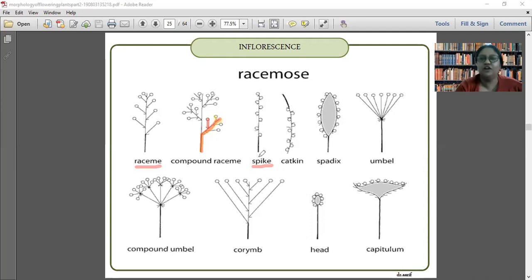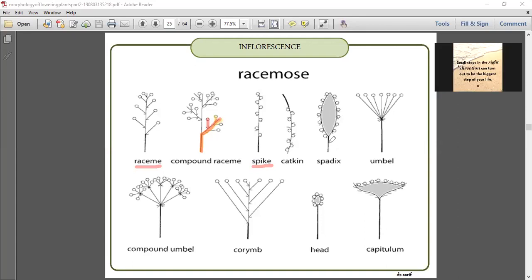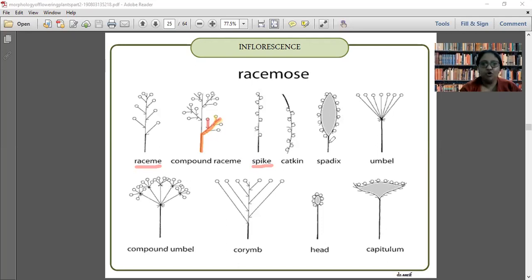I request all of you, the best way of remembering this is drawing a diagram. If you draw a diagram, it will be very easy for you to remember them. In spadix also, the flowers are sessile, but they have centrally a disc-shaped structure in which they are arranged. So then we call it spadix. Why is umbel called umbel? Ma'am, because it is umbrella shaped. Umbrella shape.